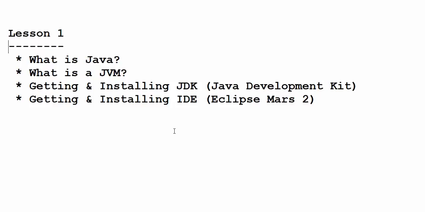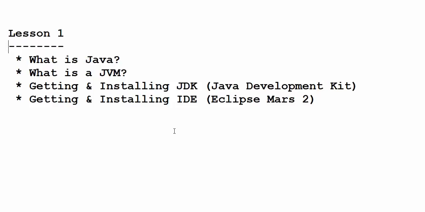What is a JVM? JVM stands for Java Virtual Machine, and we're going to try to understand what a Java Virtual Machine is, and then we'll be talking about and showing you how to get the JDK and install it. JDK stands for Java Development Kit. We'll be understanding what that means shortly, as well as getting an IDE. An IDE stands for Integrated Development Environment. The integrated development environment that we'll be using in this episode is Eclipse Mars 2. We'll be explaining what an IDE is very shortly as well.